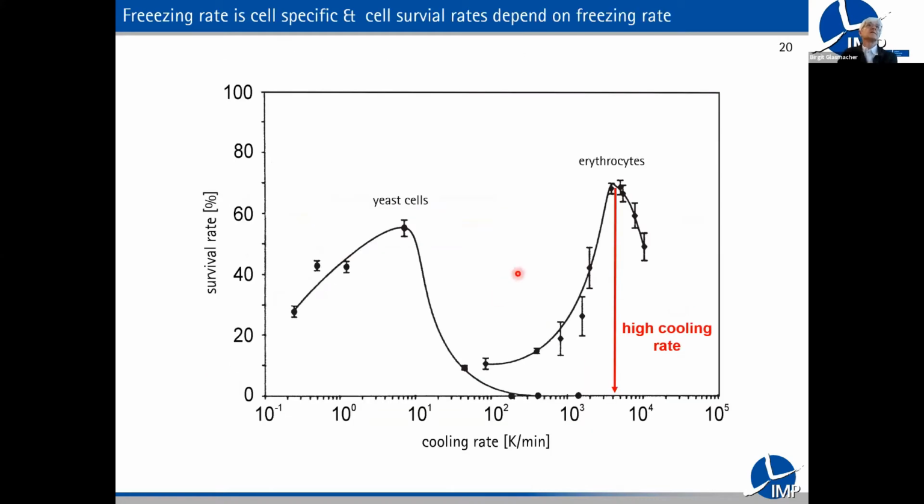Yeah, and the result that we already know is that survival rate versus cooling rate depends on the cell type. And as I mentioned in the beginning, erythrocytes like to have high cooling rates of more than 3000 kelvins per minute, which we cannot realize in a 500 ml blood bank. Technically, it's not possible to get rid of all this heat in this short time.